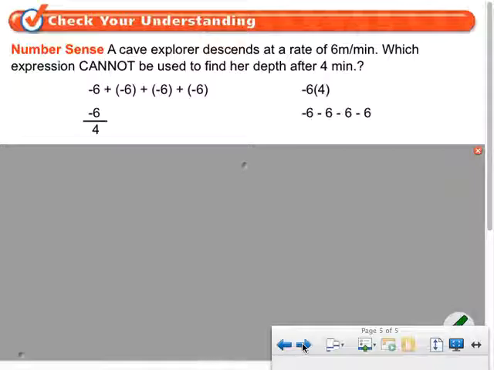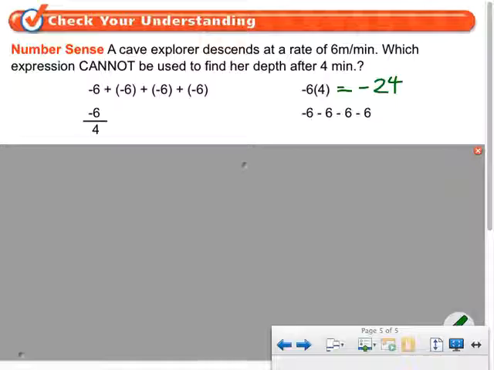Negative 6 times 4, yes. That is a multiplication of negative 6 times 4. That's going to be negative 24. Okay. What else is going to show me a product of negative 6 and 4? What other ones are going to show me a product?